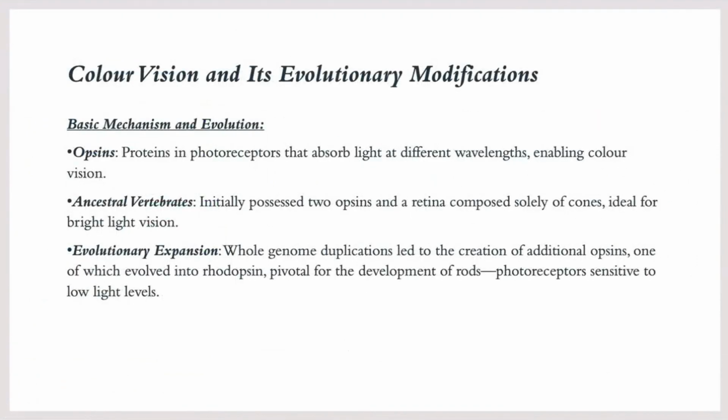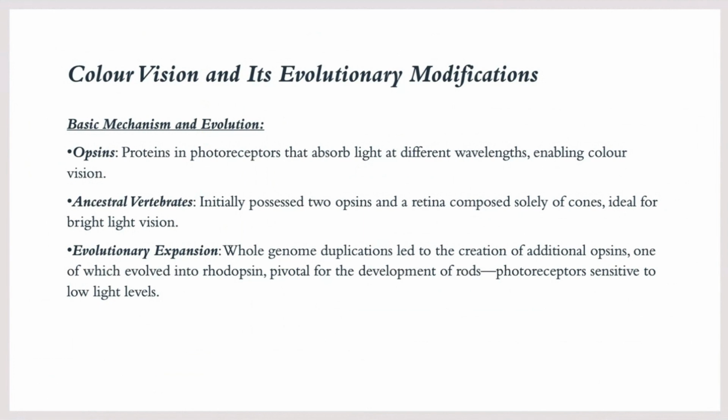Now the color vision. The opsins are the proteins in the photoreceptors that absorb light at different wavelengths. As you know, colors come at different wavelengths, and this allows us to see these different colors because of the opsins that we have. So initially, the ancestral vertebrates only had two opsins, and their retina was made only of cones. Because it was only made of cones, their vision was best when there was a lot of light available. In the dark, they could see absolutely nothing because they didn't have any rods.